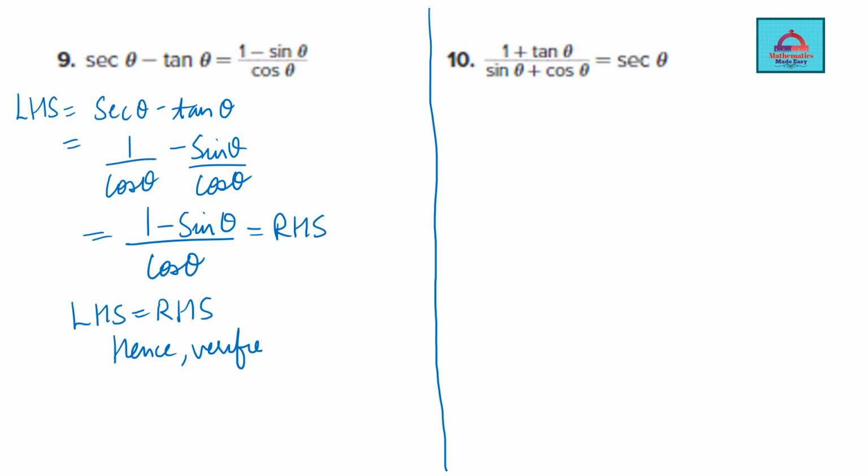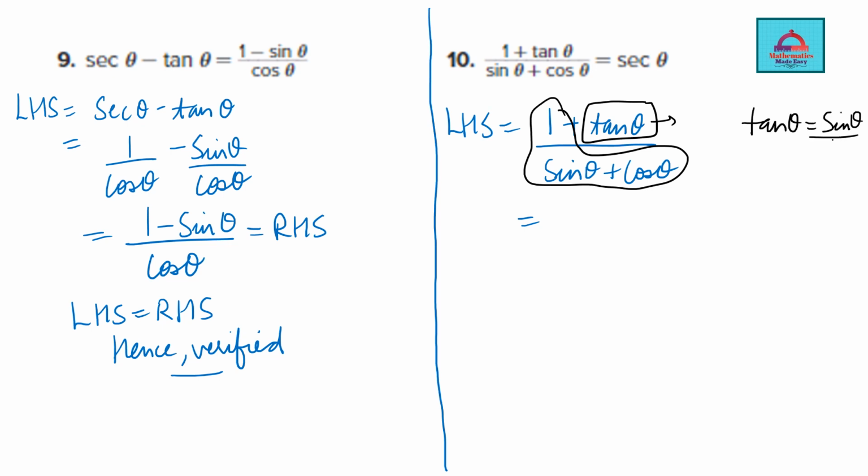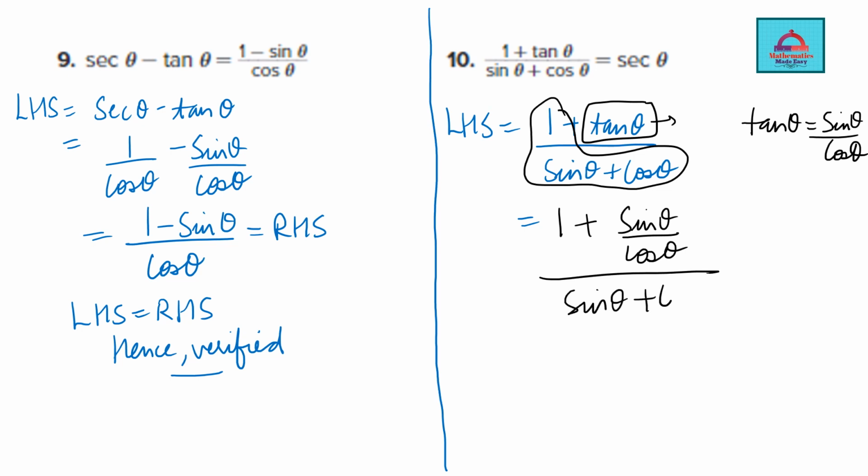So we have verified. Next one, left hand side, 1 plus tan theta over sine theta plus cos theta. We are going to convert everything into sine and cos. See, if you see carefully, this part is already in sine and cos. So just you need to plug in for tan. So what is the quotient identity of tan? Tan is sine over cos. So that's what you put in. In place of tan, you put sine theta divided by cos theta and then solve your question. Take LCM, 1 plus sine theta over cos theta.